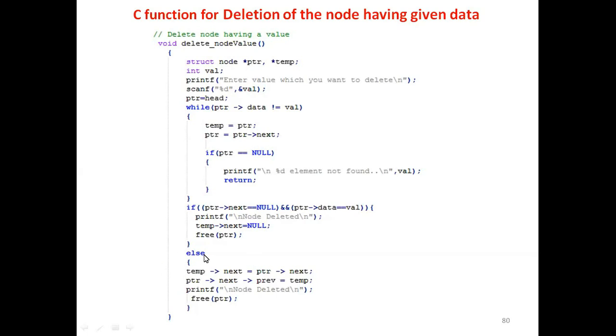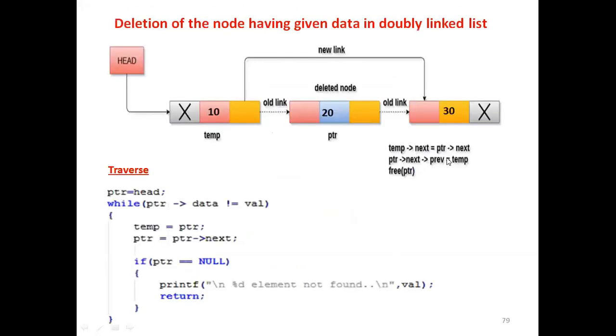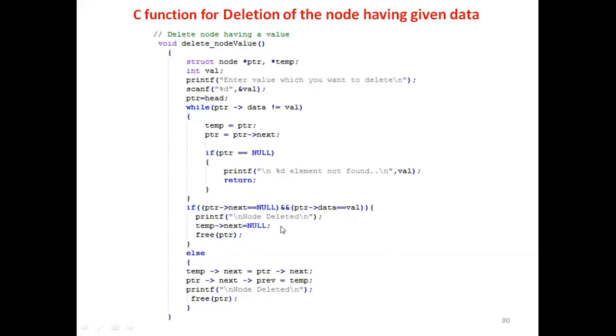Then else. Else means that it is neither the last node, so that is any intermediate node. In that case, what to do? You have to do temp arrow next equals to ptr arrow next, and then ptr arrow next arrow previous equals to temp, and then print the message and free ptr. This is the one we just discussed. But the earlier condition is for the last node, if the node is matching at the last node. When you are deleting the last node, you have to do some more things for pointer adjustment, yes or no?